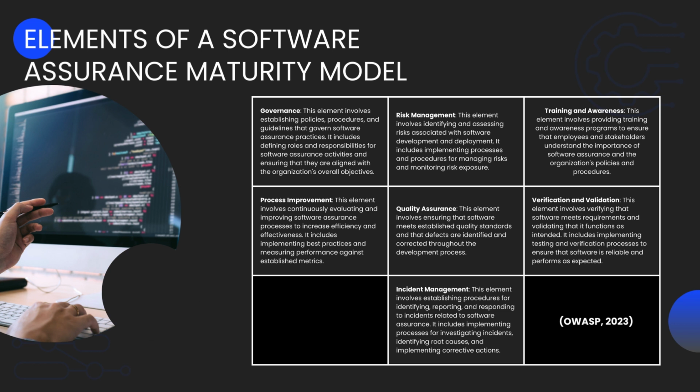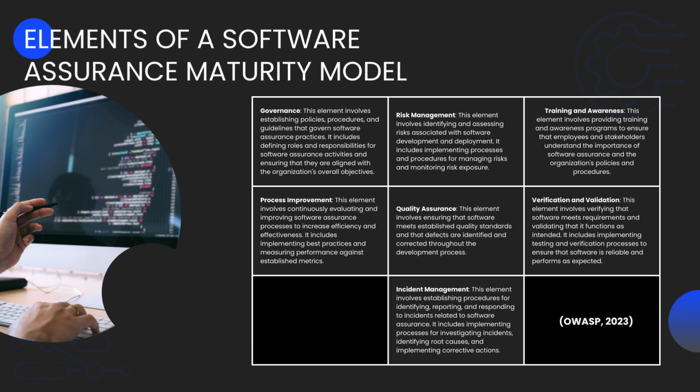Risk management involves identifying and assessing risks associated with software development and deployment. Training and awareness involves providing training and awareness programs to ensure that employees and stakeholders understand how critical software assurance and organizations' policies and procedures are. Process improvement, continuously evaluating and improving software assurance processes to increase efficiency and effectiveness.